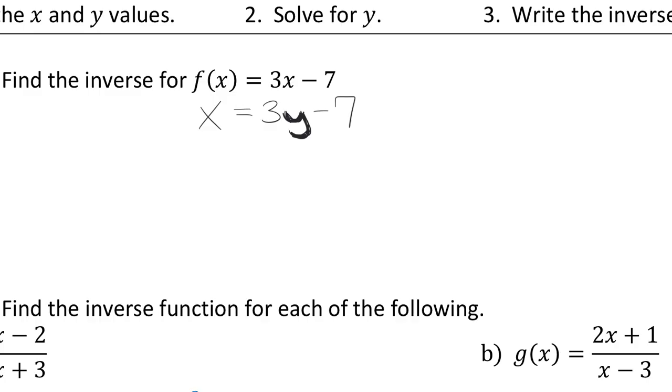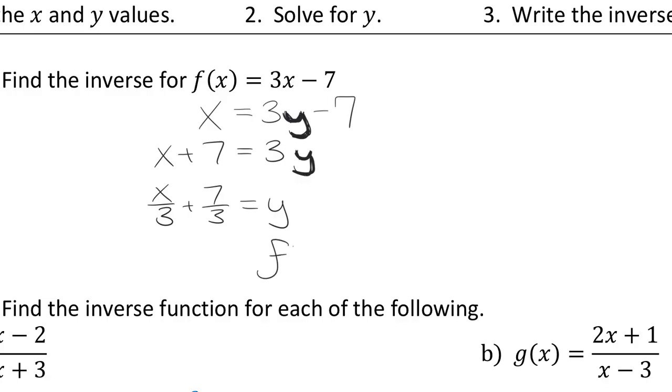So what should I do on both sides to start solving for y? Add 7. So we're going to do x plus 7 equal to 3y. And again, bold that y for yourself, because that's what we're trying to get by itself. I have one more step before I'm done. Divide by 3 on both sides. And that means every single thing gets divided by 3. And once we're there, the y is by itself. You're done. All you do after that is make it fancy. The inverse of f is equal to x over 3 plus 7 over 3.